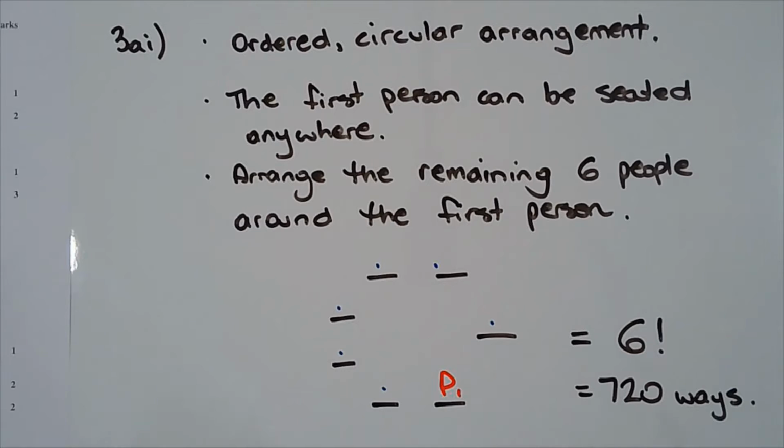So I've just picked a random person, say person 1, seated them somewhere around the circle, it doesn't matter where, and then we arrange the remaining 6 people around person number 1. And this can be done 6 factorial ways or 720 ways.